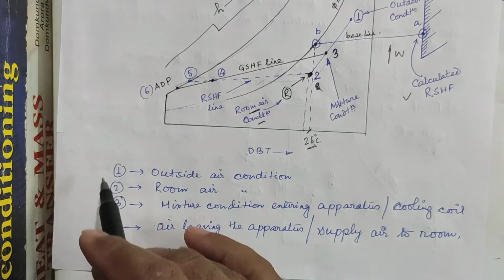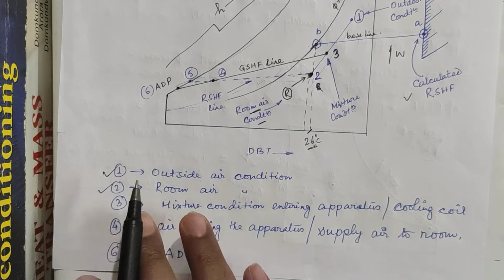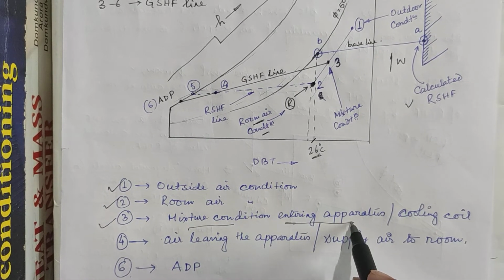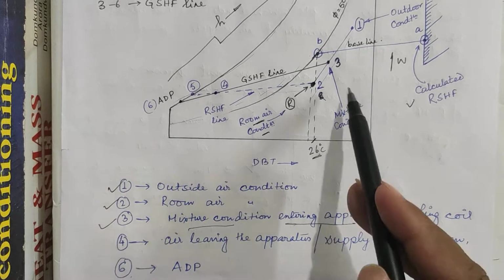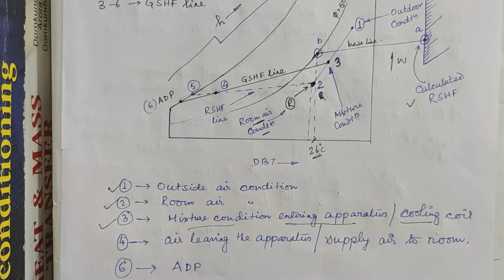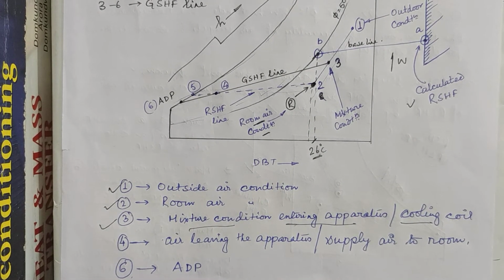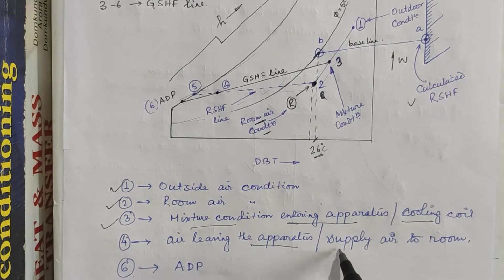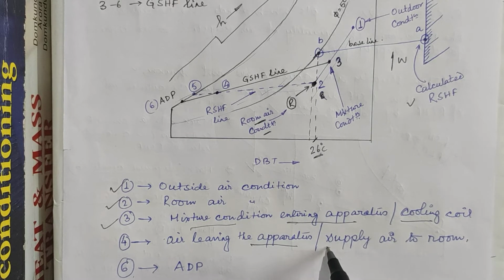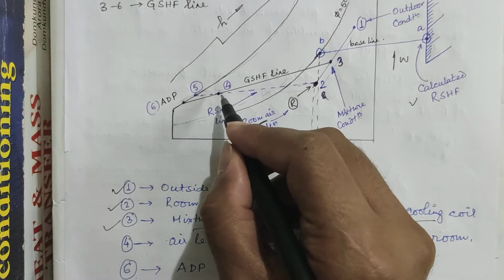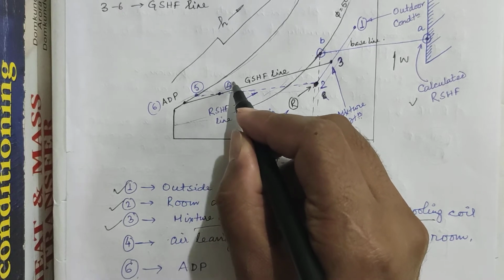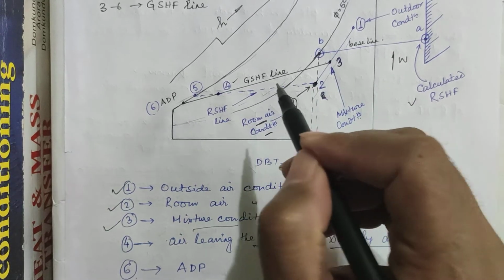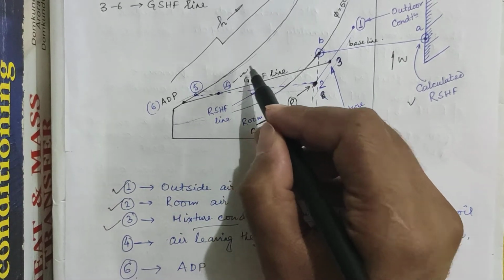So point 1 denotes outside air condition, point 2 denotes room air condition. Point 3 denotes mixture condition of the air entering the apparatus or cooling coil. So after leaving the cooling coil, the air is to be supplied to the room. Suppose after leaving the air conditioning apparatus, the condition of the air supplied to the room is known. That is denoted by a point 4, this one. So if we join this point 3 and 4, that line will give you the grand sensible heat factor line.